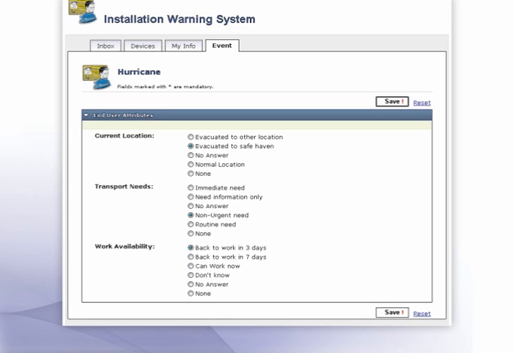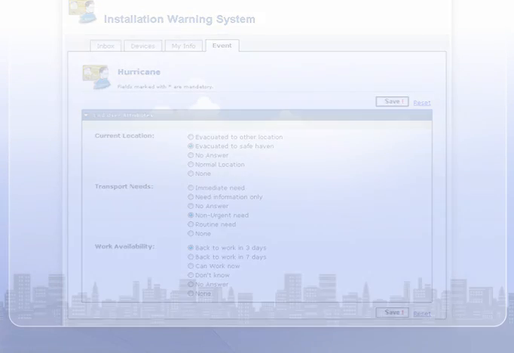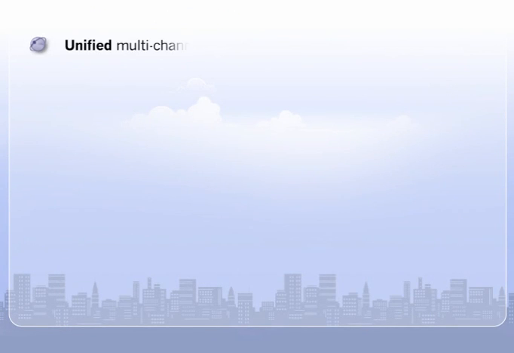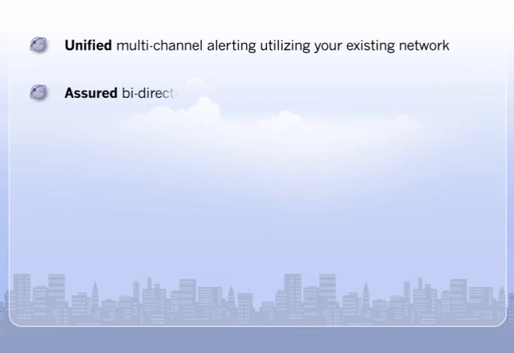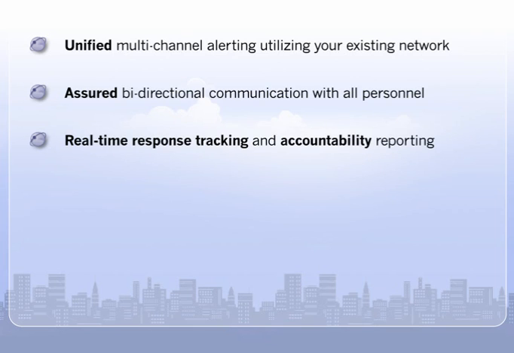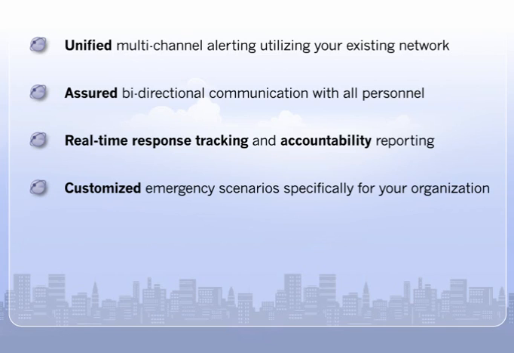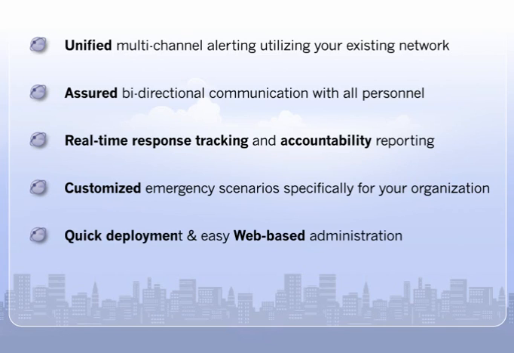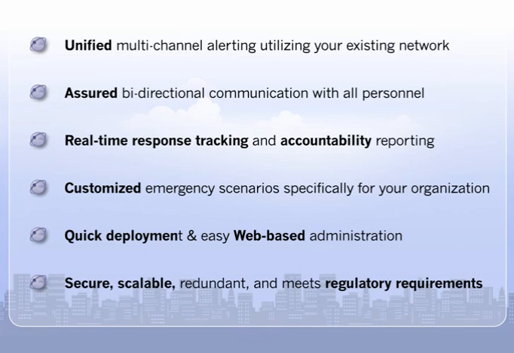AtHoc benefits include unified multi-channel alerting utilizing your existing network, assured bi-directional communication with all personnel, real-time response tracking and accountability reporting, customized emergency scenarios specifically for your organization, quick deployment and easy web-based administration. Secure, scalable, redundant, and meets regulatory requirements.